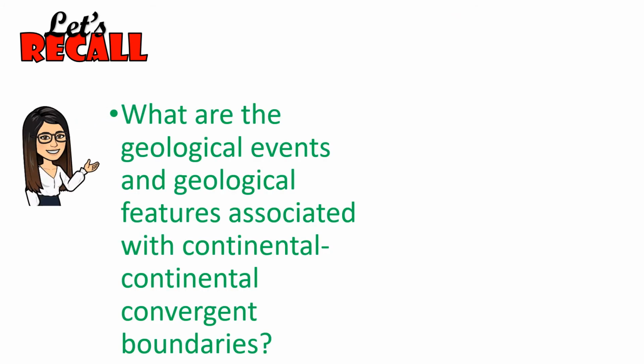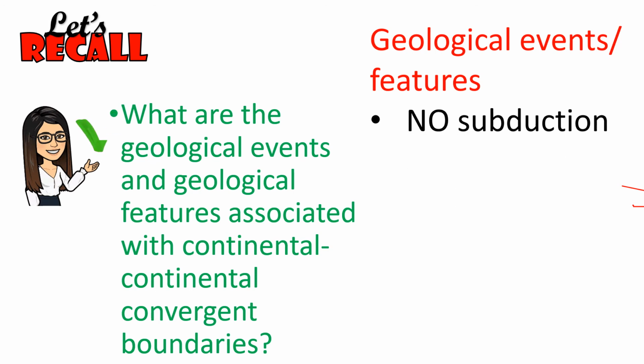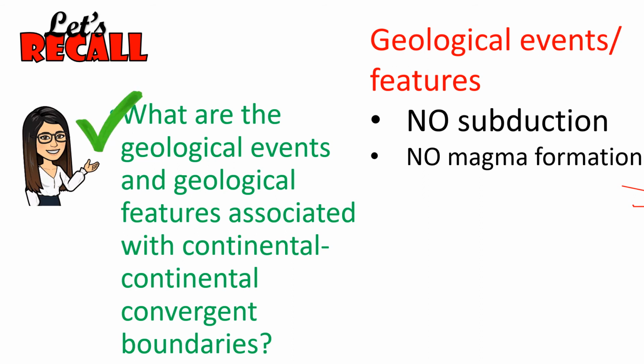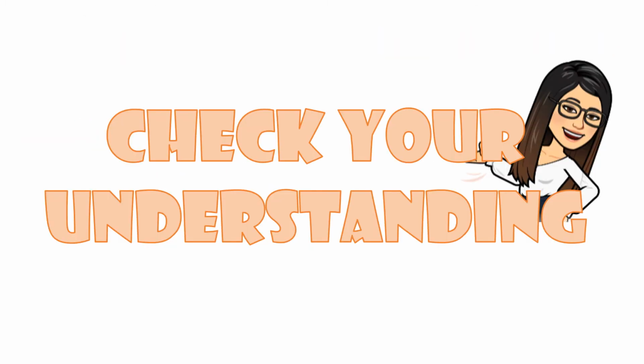Let's recall. What are the geological events and geological features associated with continental convergent boundaries? The geological events are no subduction, of course, no magma formation, so the only geological event that is taking place here is an earthquake. And mountain ranges are produced. There will be no volcanoes. Now, we are done discussing the three types of convergent plate boundaries.